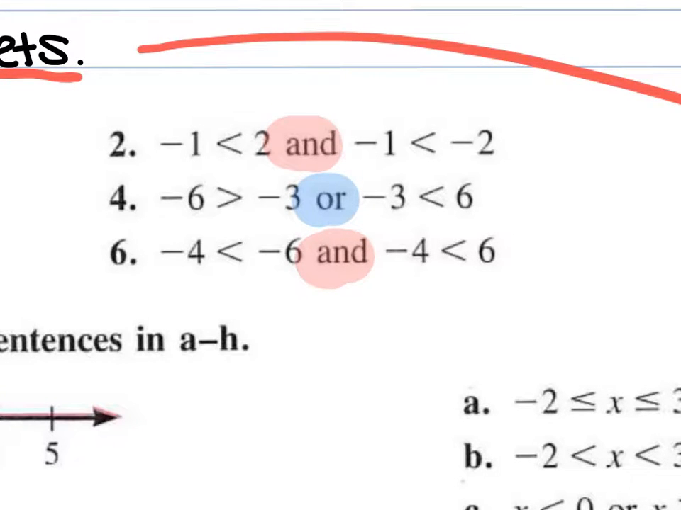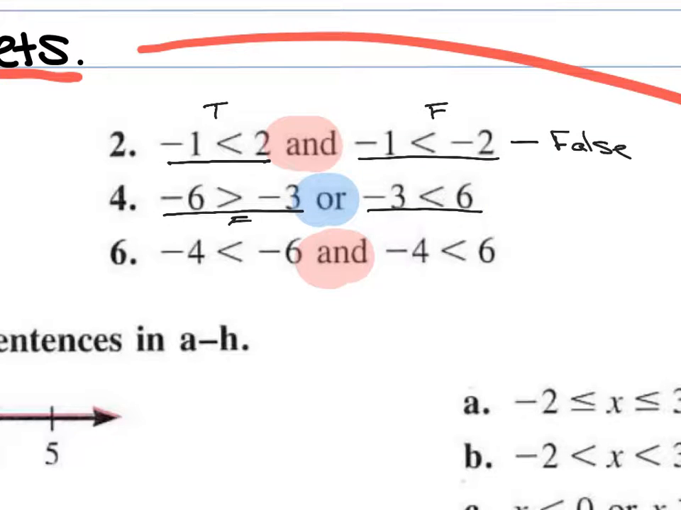So let's try number 2. -1 is less than 2. True or false? That's true. -1 is less than -2. False. So is this true or false? It's false because that word and tells me that they both have to be true for it to be true. All right, -6 is greater than -3. That's false. -3 is less than 6. That's true. So is this true or false? It's true because one of them is true, and or means one or the other.